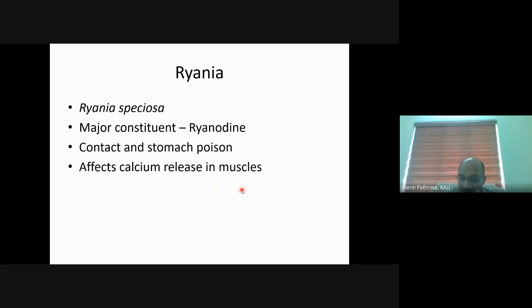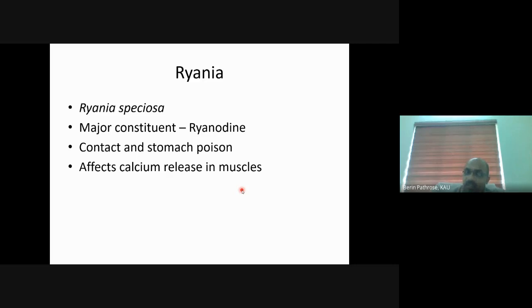So its action is similar to diamides. That's why those receptors are called ryanodine receptors. These receptors were first identified using the poison ryanodine, because when scientists used ryanodine, they found that it affects calcium release in muscles. Hence, those receptors are called ryanodine receptors. And diamide pesticides act on the same ryanodine receptors, and it has contact and stomach poison action.